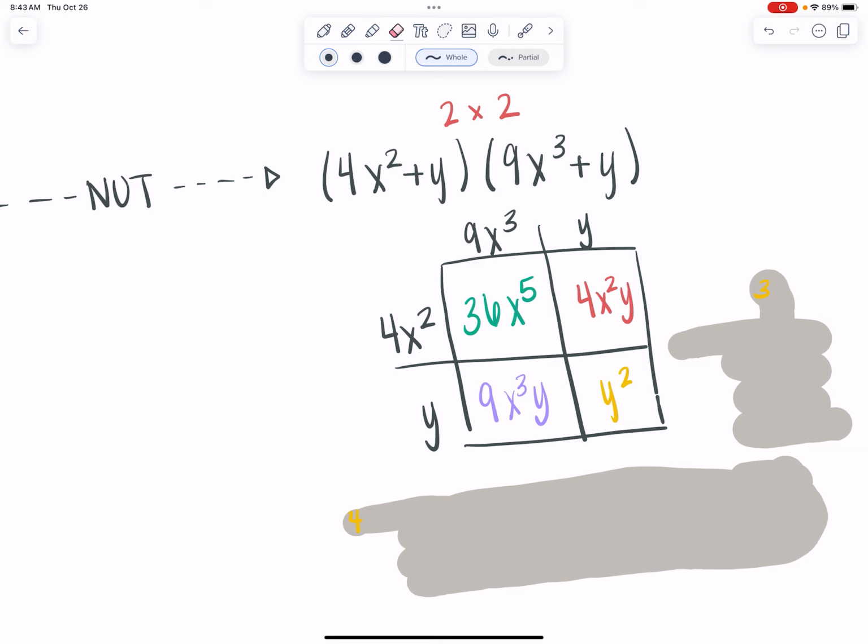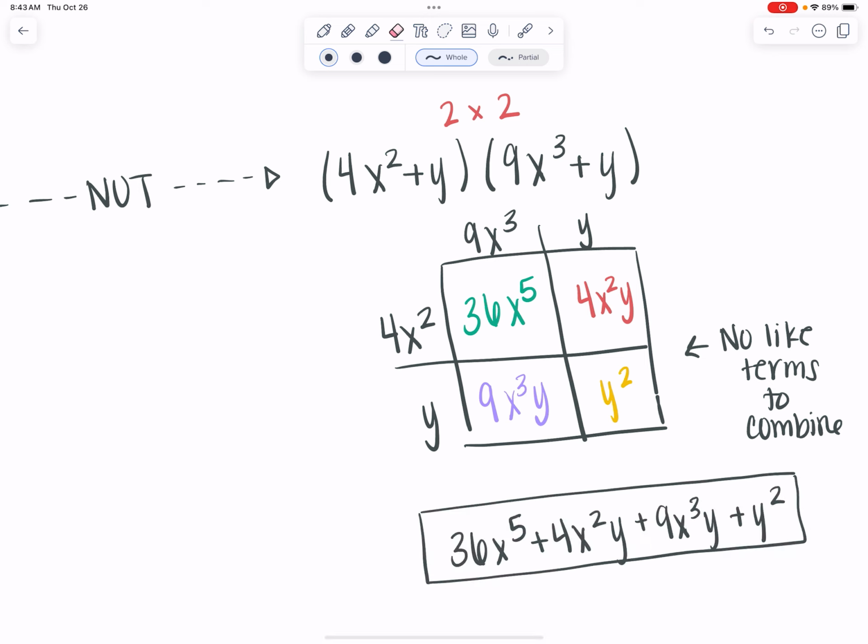All right, so here's how you should have set your box up. Should have multiplied to fill all of those in. Once you've multiplied, there are no like terms to combine. And so my final answer is just all of those terms together.